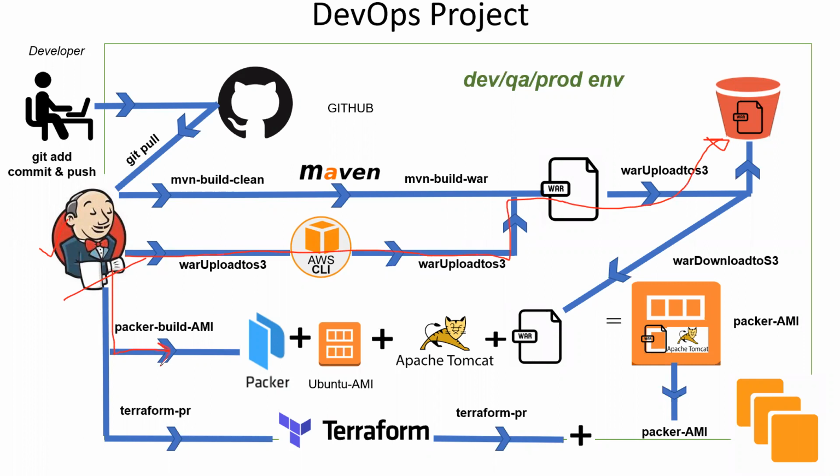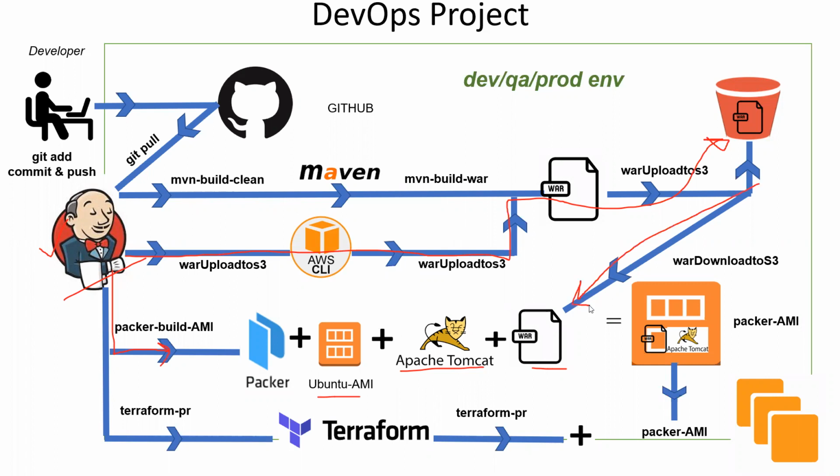So we will let Jenkins knock on the door of Packer and make Packer build an image for us. Packer is expected to use the Ubuntu OS. Packer is expected to take Apache Tomcat. Packer is expected to go ahead and download it from S3.